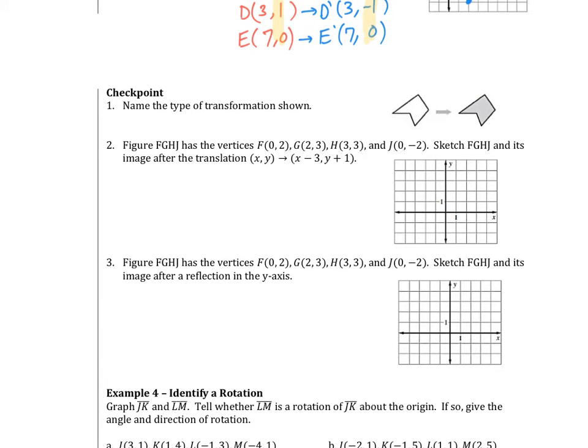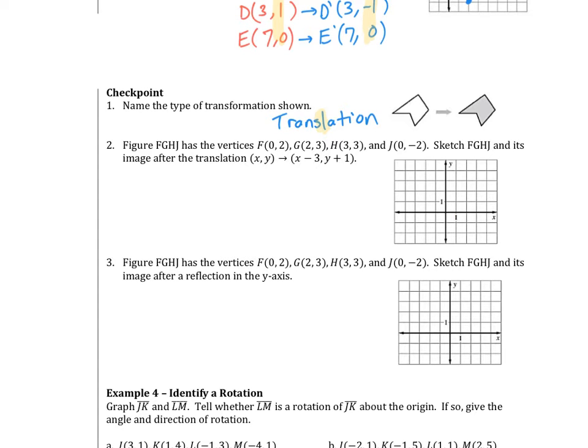Okay, checkpoint. Name the type of transformation below. This transformation is a translation. I remember that because translation has an SL. Translation is like a slide. So a translation is a slide.